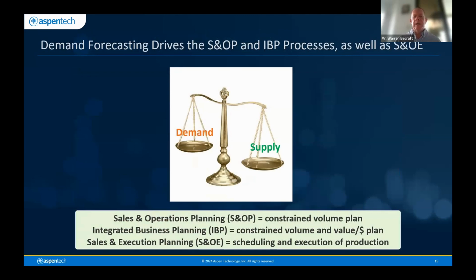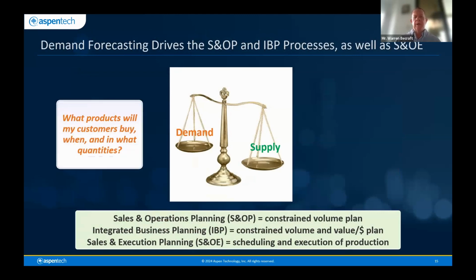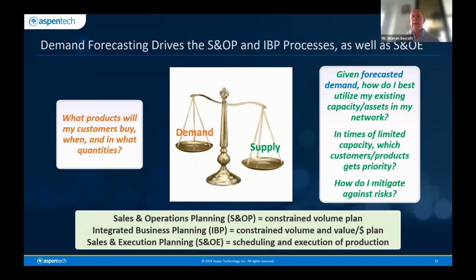So demand forecasting is the start of this process, and we need to balance out supply and demand. We need to understand what products the customers are going to buy, when they are going to buy them, and in what quantities. And then, given a specific demand forecast, how do I utilize my existing capacity and assets? And if I'm capacity limited, which customers and products and demands get priority? How do I mitigate against the risks?